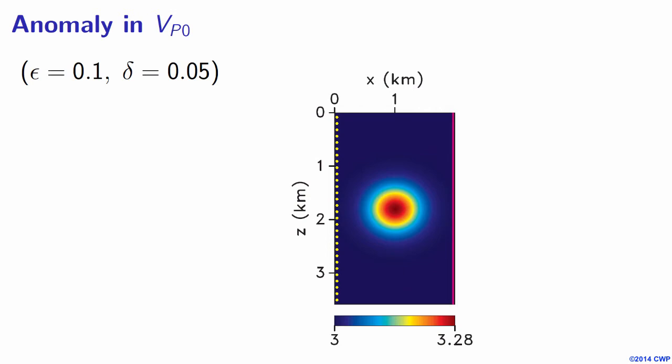Next, what we do is epsilon and delta are constant in the background, VS0 is constant in the background, and now we change the VP0. So now the VP0 changes by 0.09 or 9%. So we want the inversion algorithm to update VP0. The fractional change should be 0.09 or 9%.